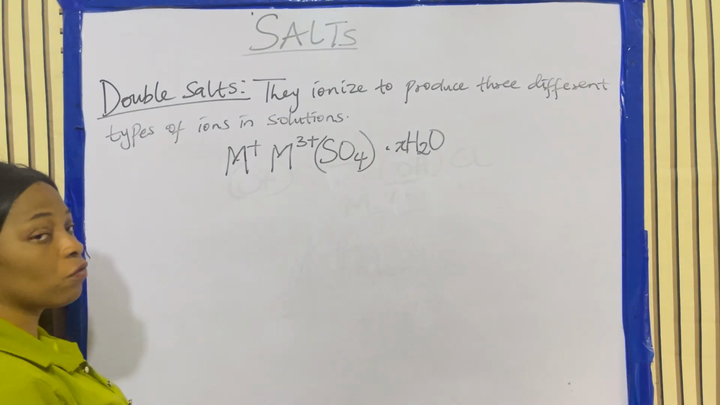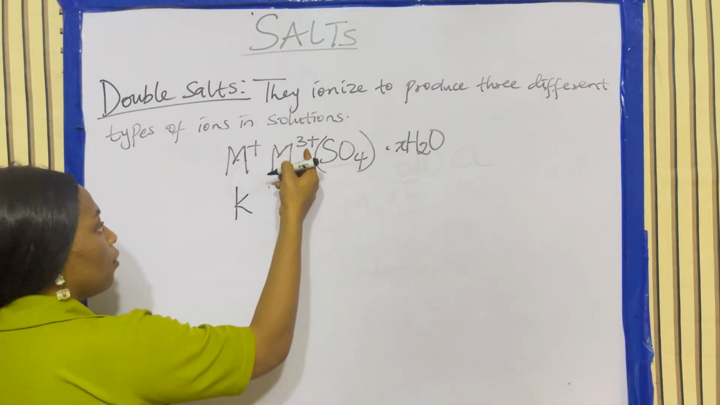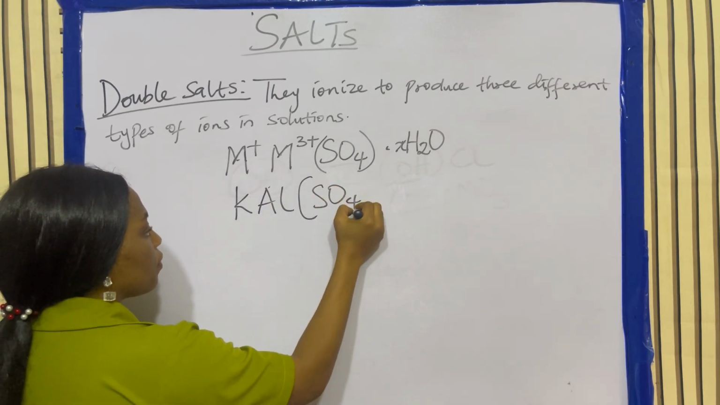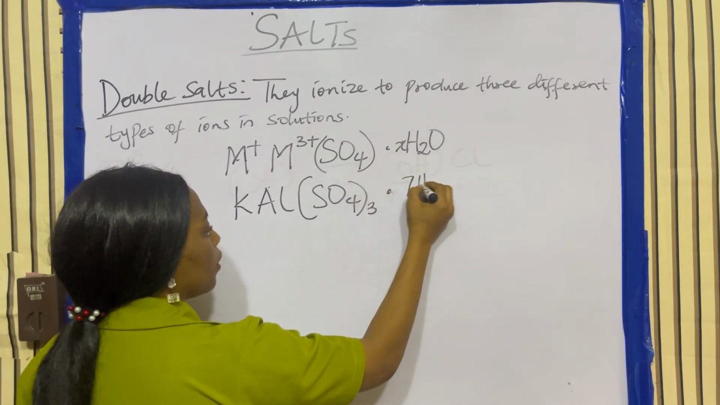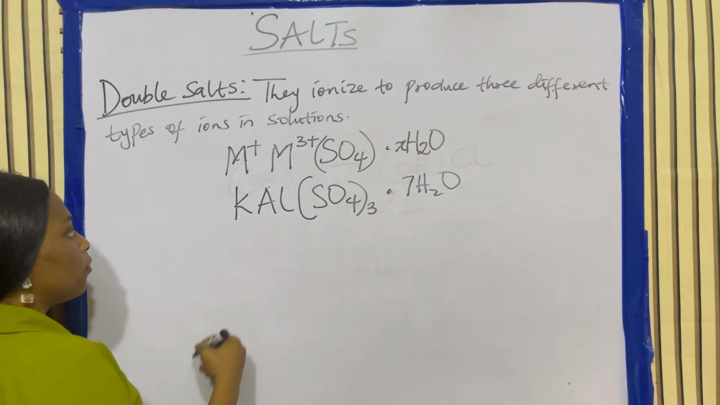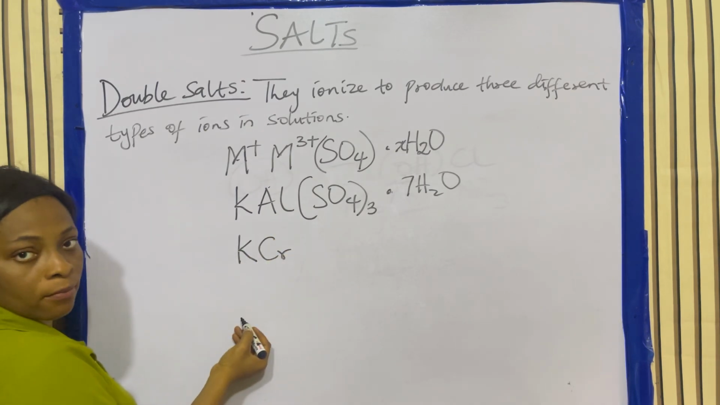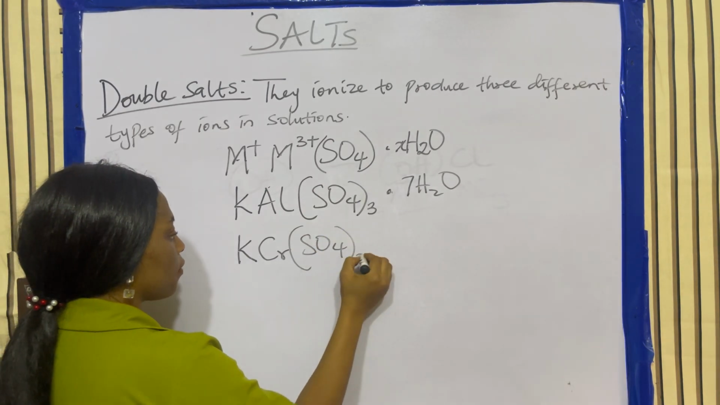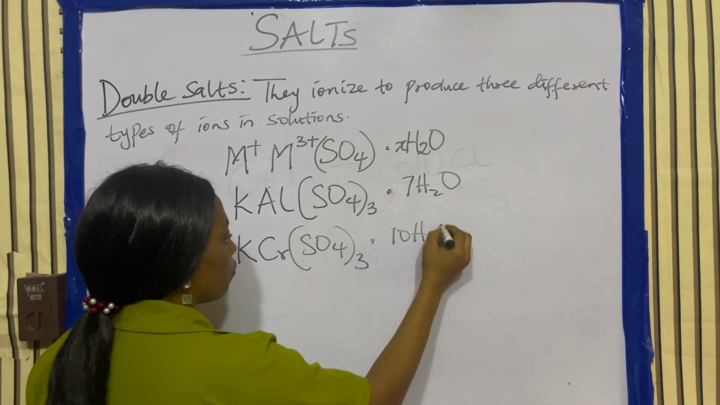So let's look at how to write it. For example, this is potassium, univalent. We are looking at trivalent aluminium, then tetraoxosulfate 6, and maybe 7 molecules of water. Are we together? Let's look at another one. You may have potassium, then a trivalent, chromium. Chromium is trivalent. Then tetraoxosulfate 6, say 10 molecules of water.